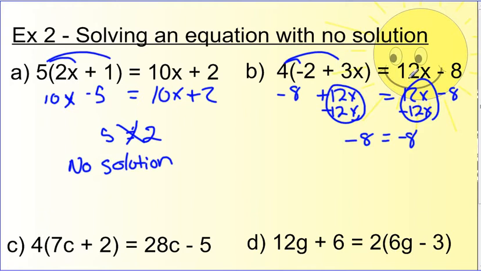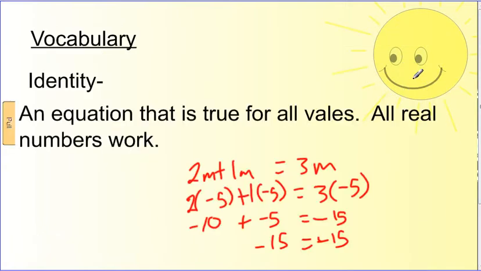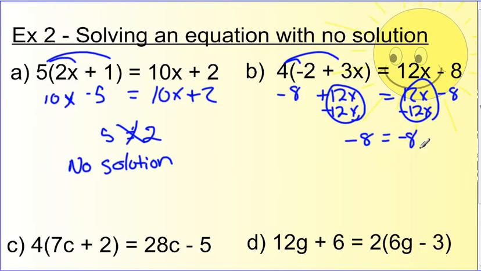You pick 1, it works. You pick 5, it works. This is actually that vocabulary word, an identity. An equation that's true for all values. I can spell values, V-A-L-U-E-S. I didn't catch that earlier. It's true for all values. It will always work. So when you're solving, if your variables cancel out like they did here, and you have the same number on both sides, if this is true, the answer is all real numbers.